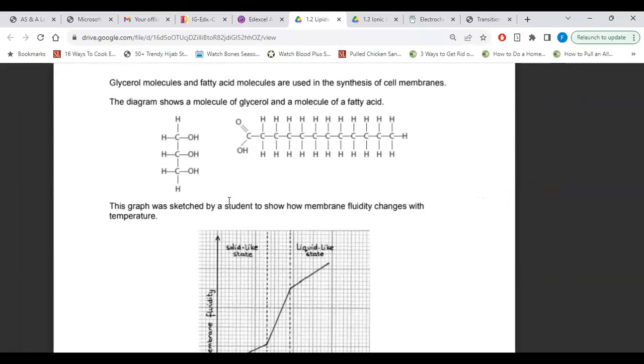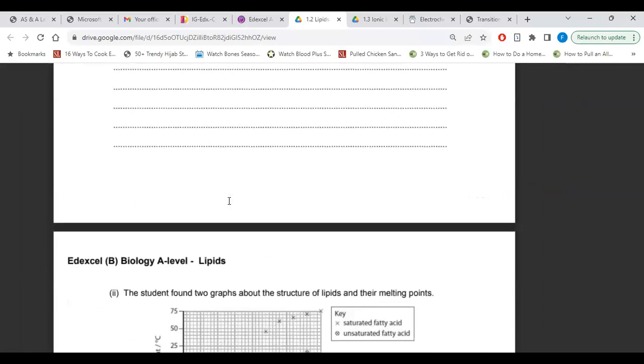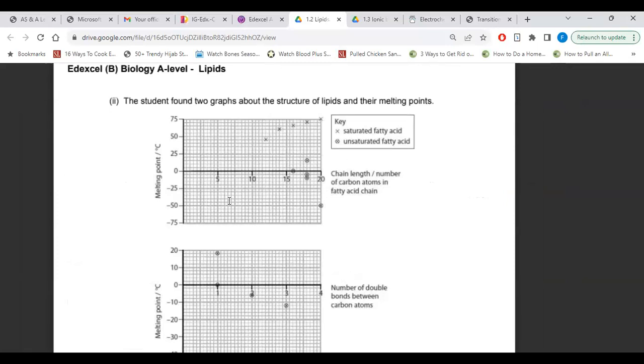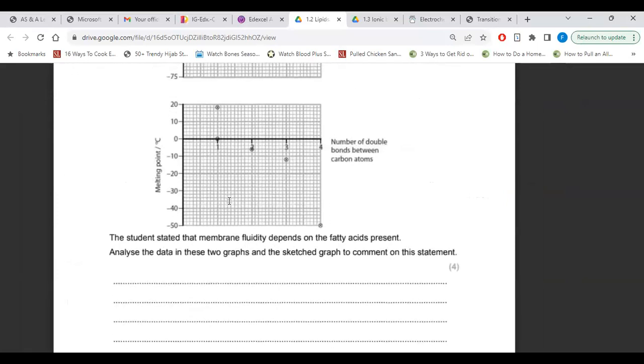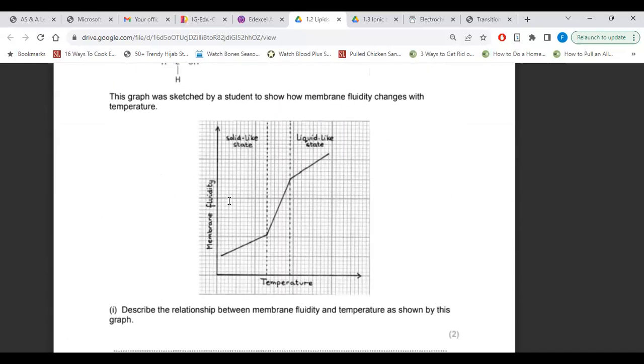Okay, the question says glycerol molecules and fatty acid molecules are used in the synthesis of cell membrane, right? Just like we studied. The diagram shows a molecule of glycerol and a molecule of fatty acid. Hold on, let me actually go over this question. Okay, no, we can actually go over this. This graph was sketched by a student to show how the membrane fluidity changes with temperature. Describe the relationship between membrane fluidity and temperature as shown by this graph.